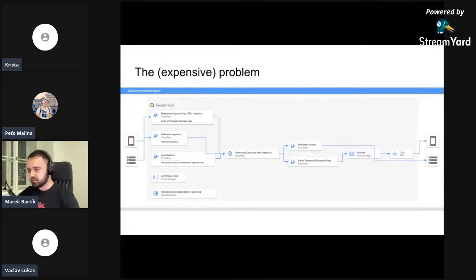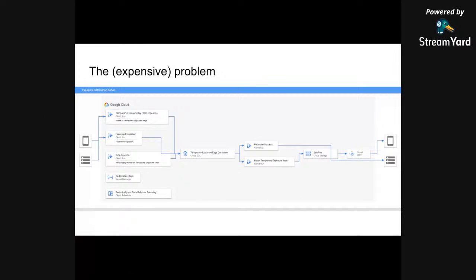This is a diagram, the architecture of the key server. One of the use cases is ingestion of the keys and serving of the keys back to the mobile applications. Maybe you're not familiar with the process, so I'm just going to talk about it shortly.